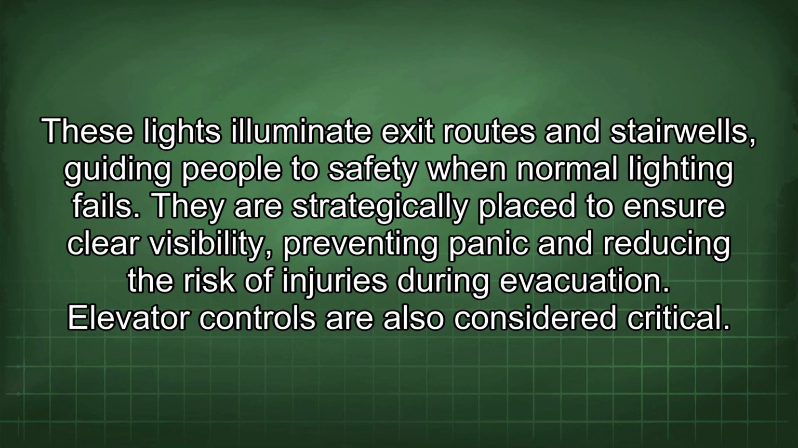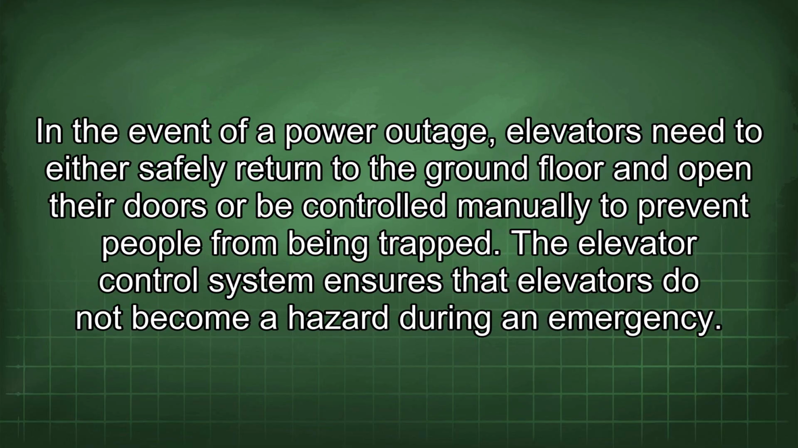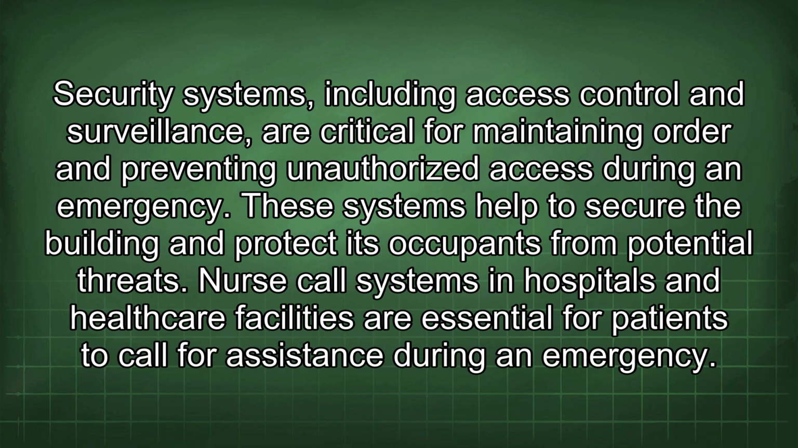Elevator controls are also considered critical. In the event of a power outage, elevators need to either safely return to the ground floor and open their doors or be controlled manually to prevent people from being trapped. The elevator control system ensures that elevators do not become a hazard during an emergency. Security systems, including access control and surveillance, are critical for maintaining order and preventing unauthorized access during an emergency. These systems help to secure the building and protect its occupants from potential threats.